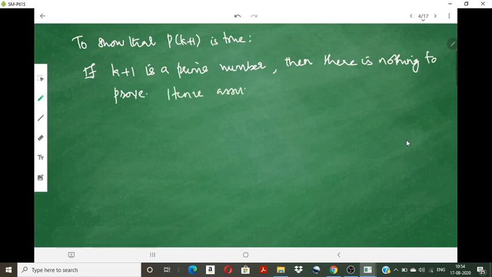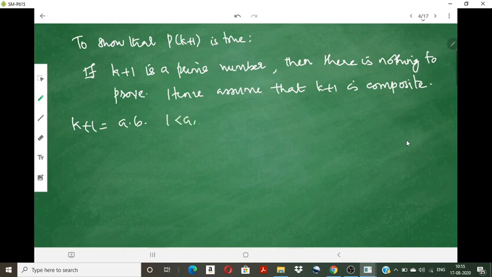Hence, now we assume that k plus 1 is a composite number. Then we can write k plus 1 as the product of two numbers a and b, where 1 is less than a, b, which is less than k plus 1. So a and b are the factors or divisors of k plus 1, since being a composite integer, it must have positive divisors other than the number and 1 itself.